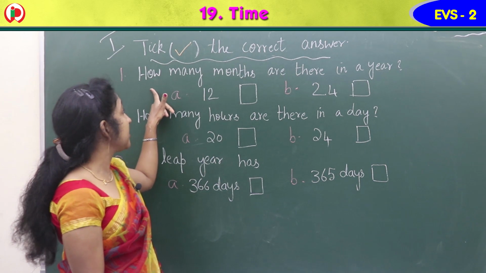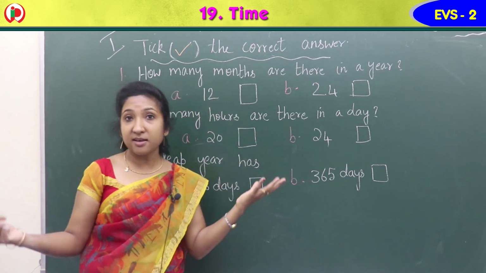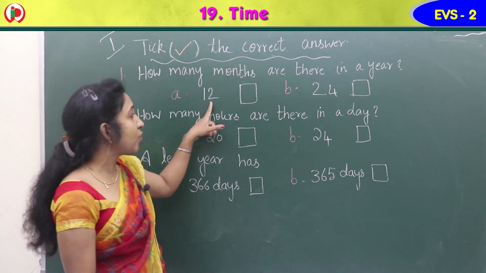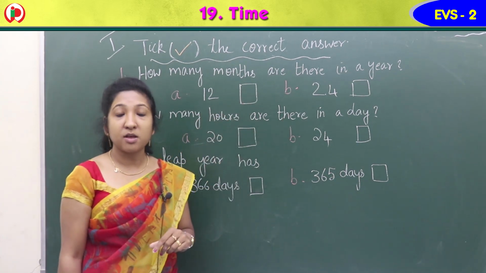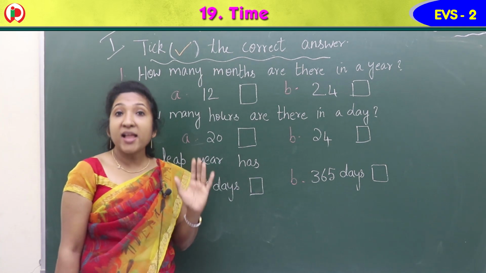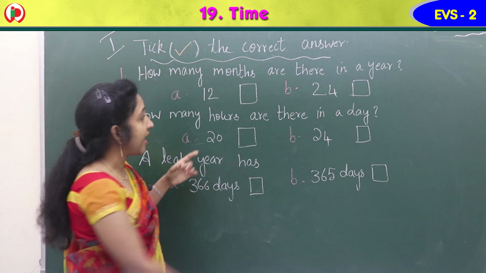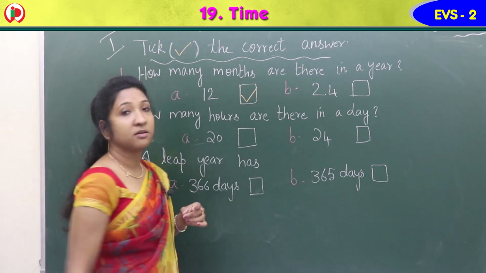The first question: how many months are there in a year? In a year, how many months are there, children? Option A 12, option B 24. We have 12 months in a year, isn't it? Yes, so option A is the correct answer. Give a tick here.